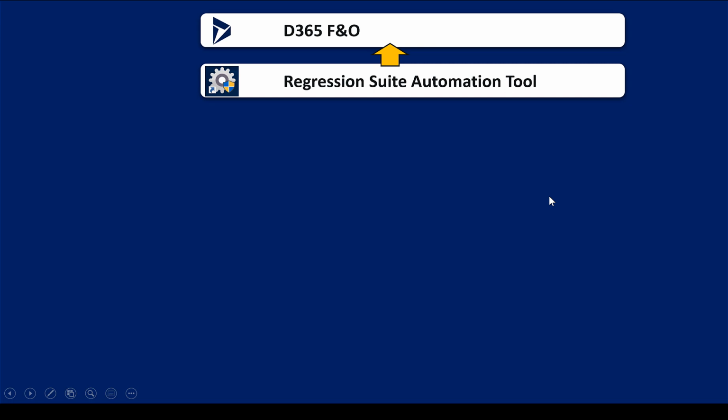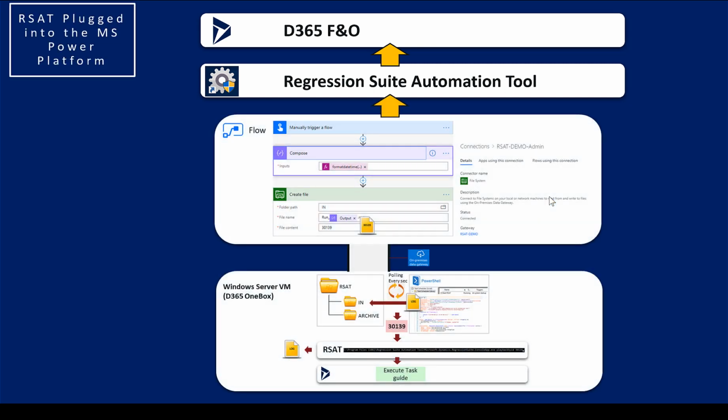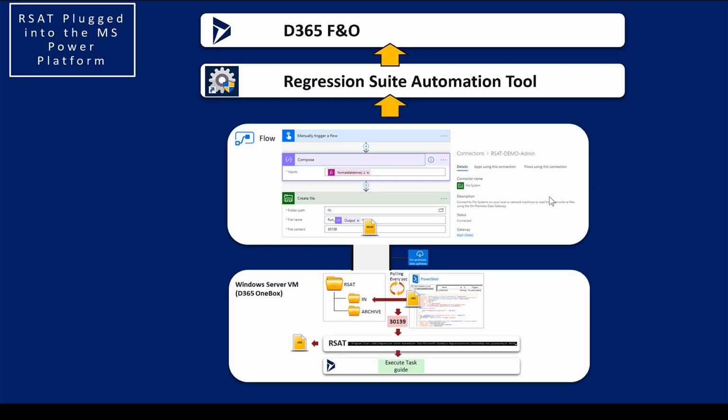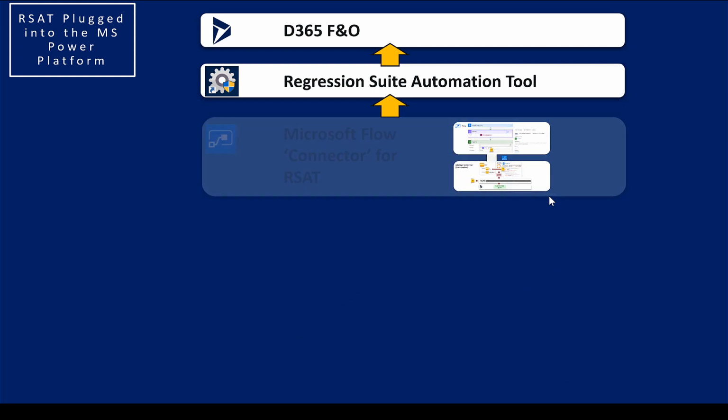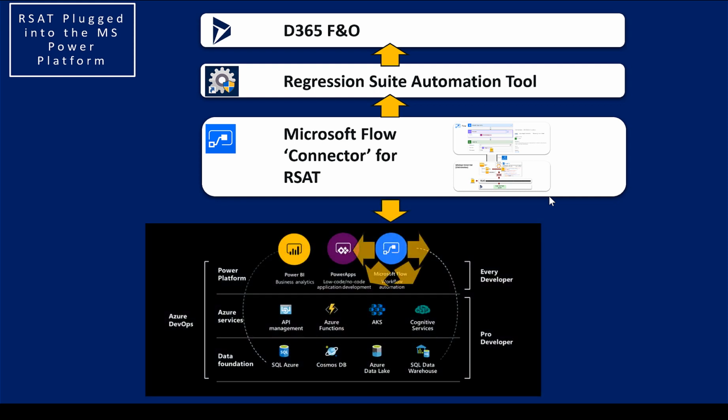In the previous advanced RSAT blog post, we have realized a flow connector for RSAT. In other words, we have plugged RSAT into the Microsoft Power Platform. This elevates RSAT from being just a standalone application with limited capabilities to a tool that can now be combined with the rest of the Microsoft stack without any coding. This opens up a new wealth of opportunities to enhance our D365 automated testing experience.